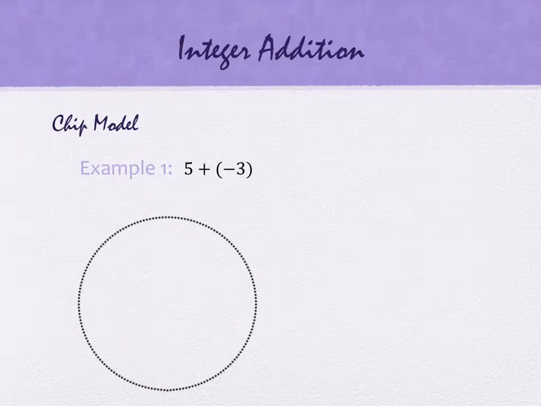And let me get my different objects. So that's going to be, make it a little bit thicker. This is going to be my red chip. And this is going to be my black chip. So here's the deal. A red chip represents a negative value, and a black chip represents a positive value.